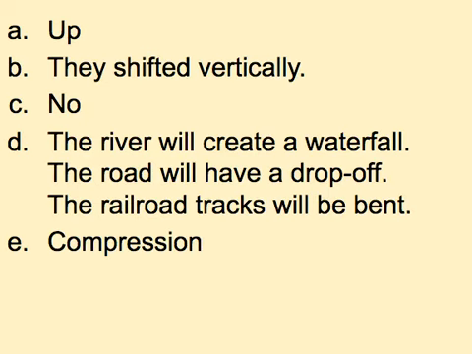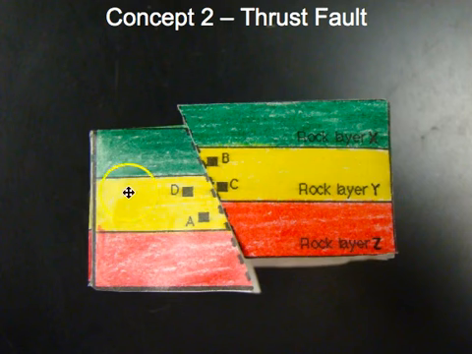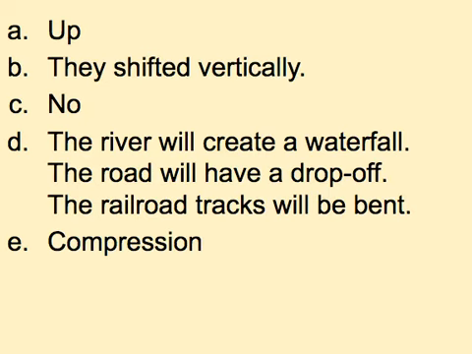So what happened to the rock layers X, Y, and Z? Well, they shifted vertically. Again, they're not moving horizontally, but they're shifting up and down vertically. Although there's going to be a little horizontal movement as well. So are the rock layers continuous? No. Now in this case, when we look at this, what's going to happen? Well, if the river is still flowing in this direction, now you might get a waterfall. Again, the road's going to have a drop off. The railroad tracks are going to be bent. They're going to be broken.